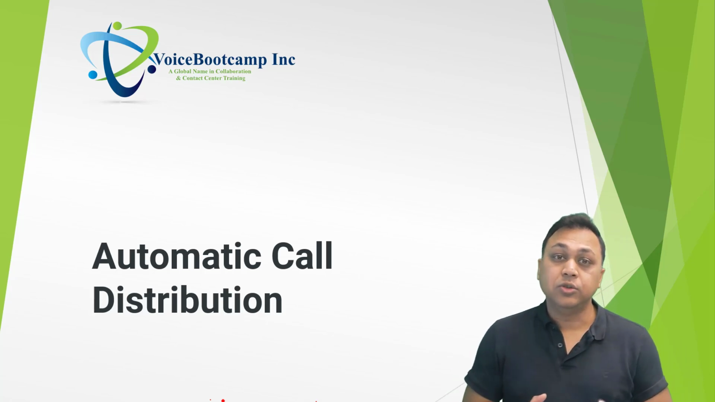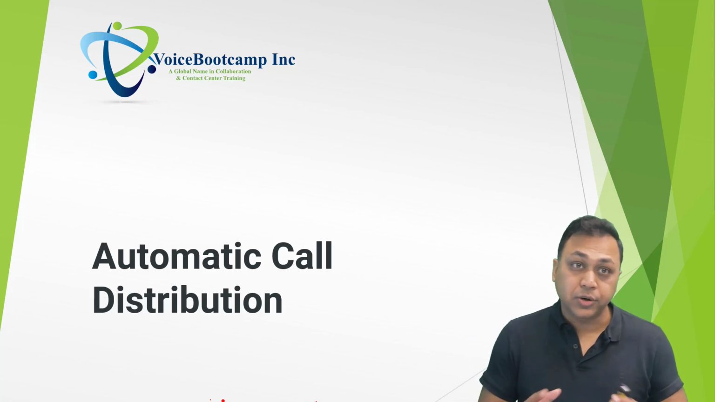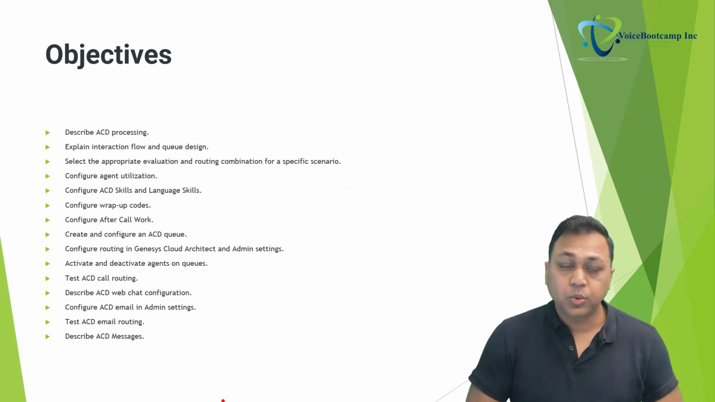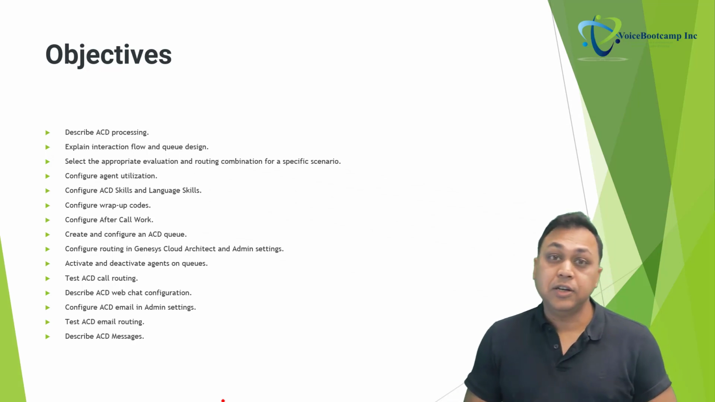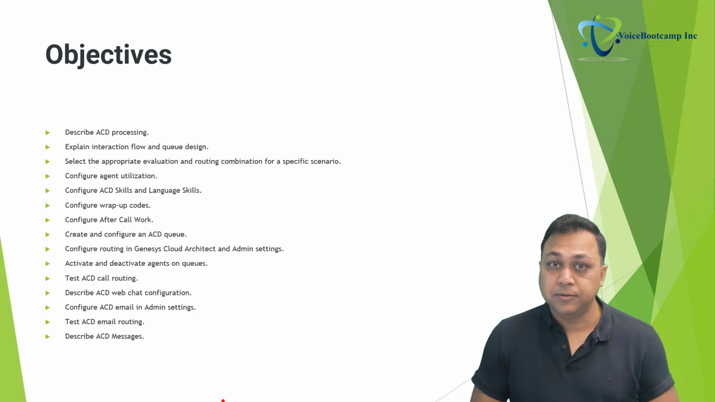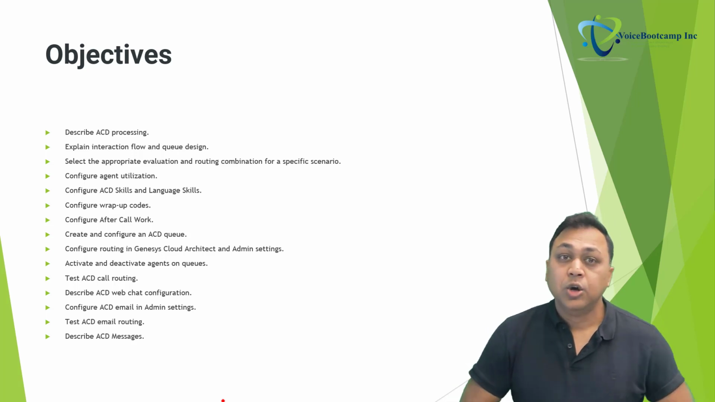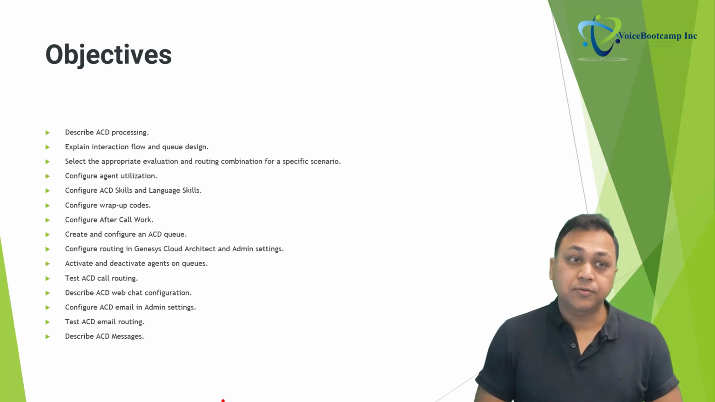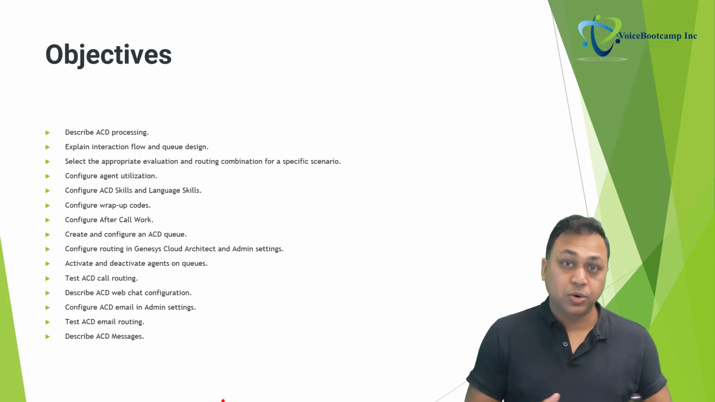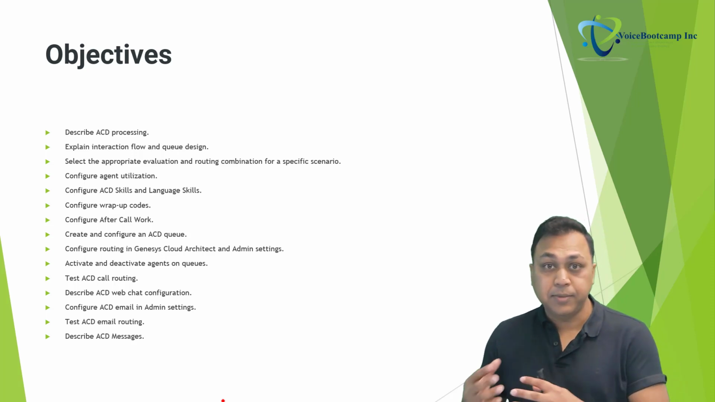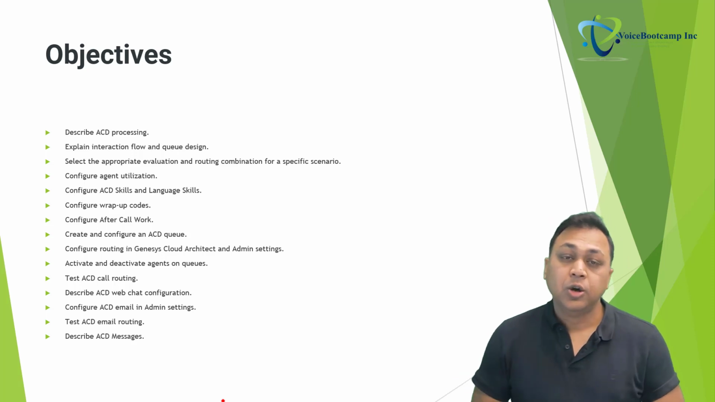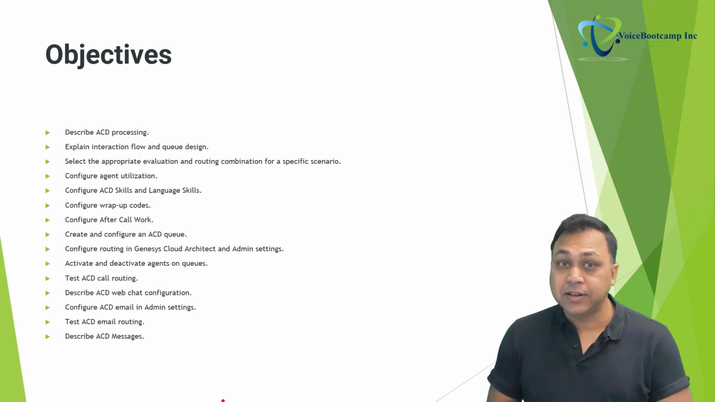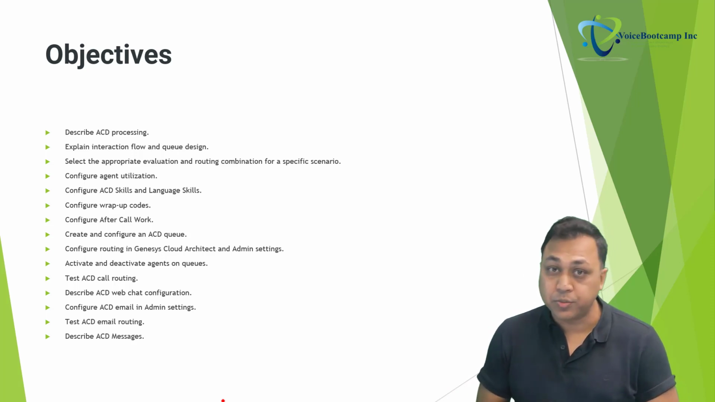But here we're going to give you the most important components that surround the ACD functionality. So things like how ACD processes a call. We will talk about your interactive inflow and outflow features and how you design them. We'll talk about how to choose appropriate evaluations and combinations, whether you want to select the most skills or the least skills, or someone who has better expertise than others. We'll talk about how agent utilization works. How can ACD skills and language skills be used to select the appropriate agent?